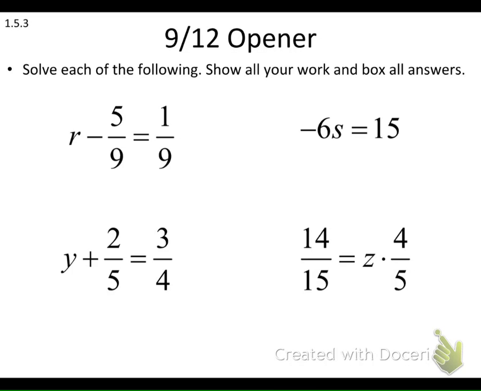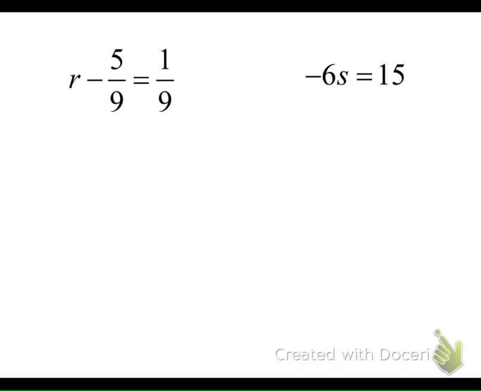Okay, so today we're going to continue on solving one-step equations with fractions. So the first one I have here is going to be r minus 5/9 equals 1/9. Every single time I solve an equation, I want to see the variable circled and the line of equality drawn. Our goal is to get that variable by itself.